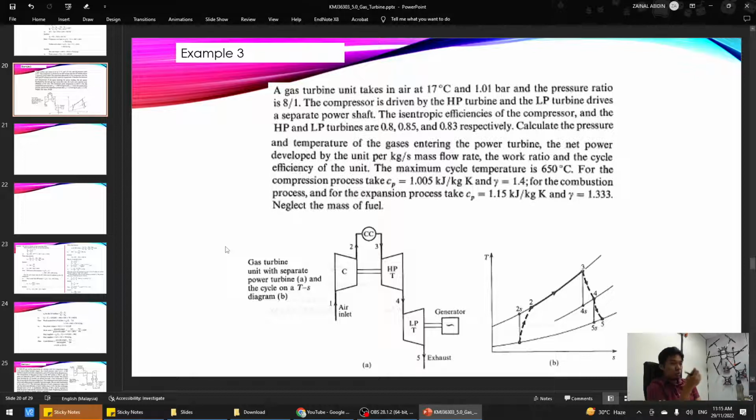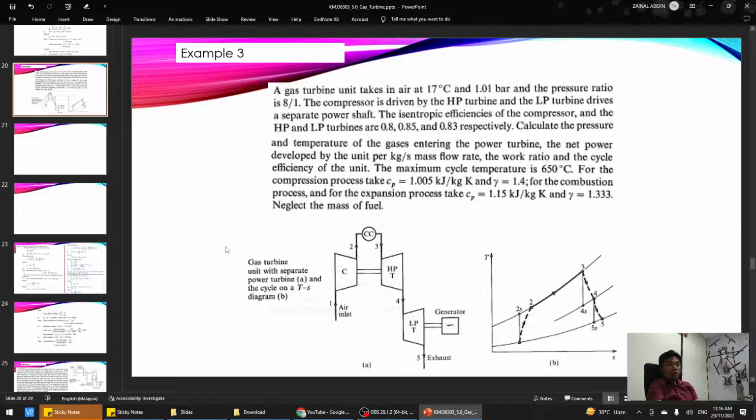You can do the process, you can calculate all the process, but the problem is the initial part of the question, forgetting to convert from degree Celsius to Kelvin, and of course forgetting the isentropy, forgetting the formula itself.